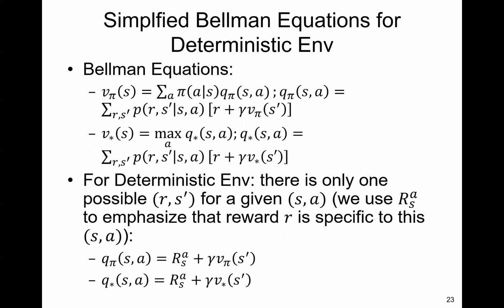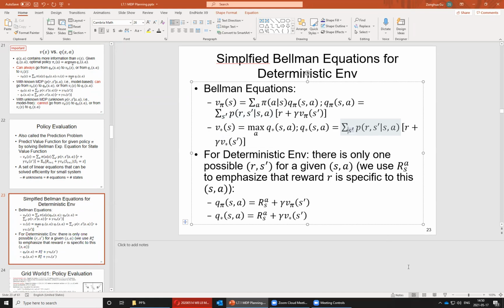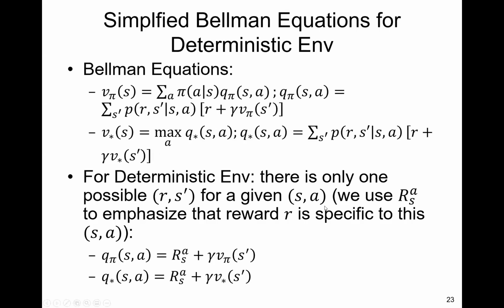If you have a deterministic environment, that is, there's only one possible (r,s') for a given (s,a), then we can simplify the Bellman equation. The Bellman equation in general is V^π(s) is the sum over a of π(a|s) times Q^π(s,a). And Q^π(s,a) is equal to the expectation over s' of reward plus gamma times V^π(s'). If you get confused, always look at the backup diagram. It will help you understand it.